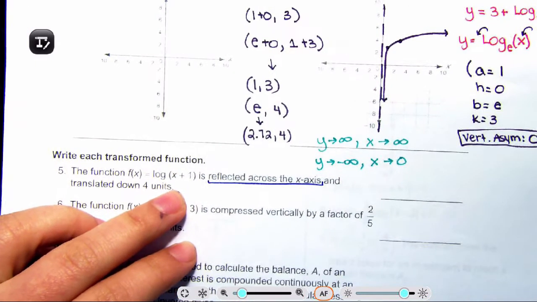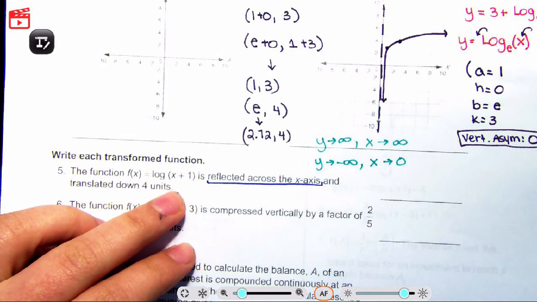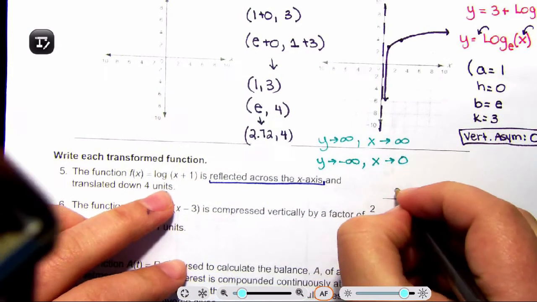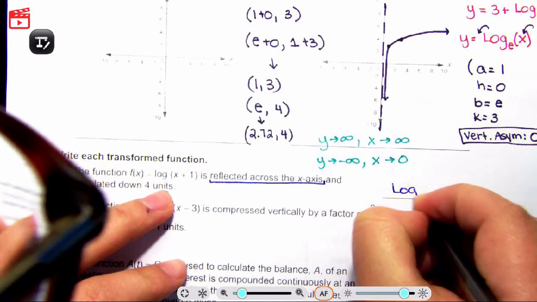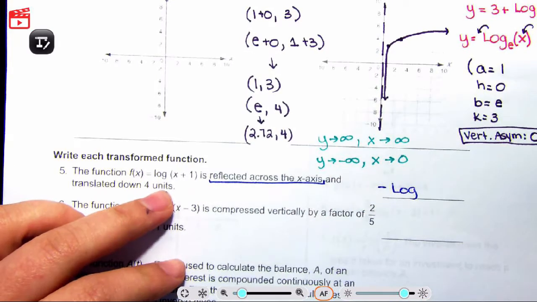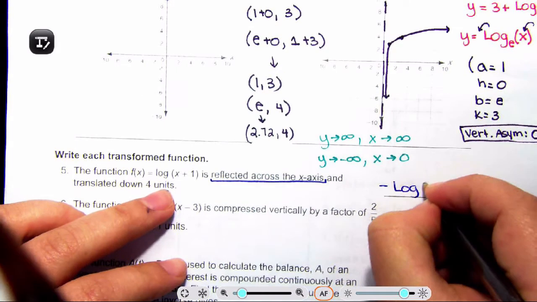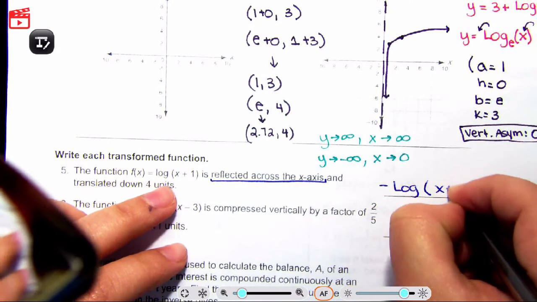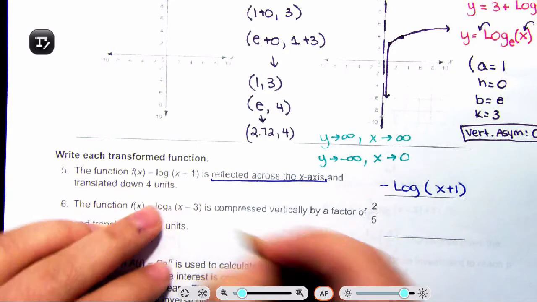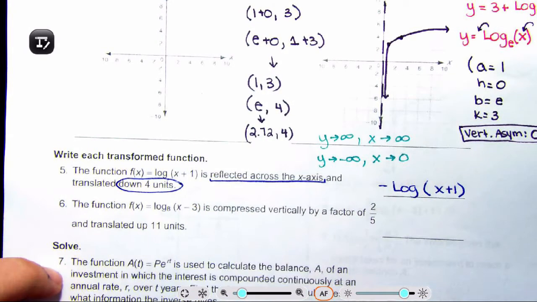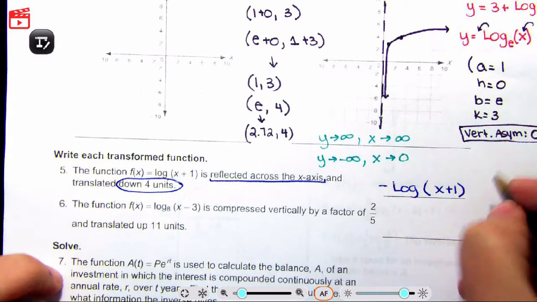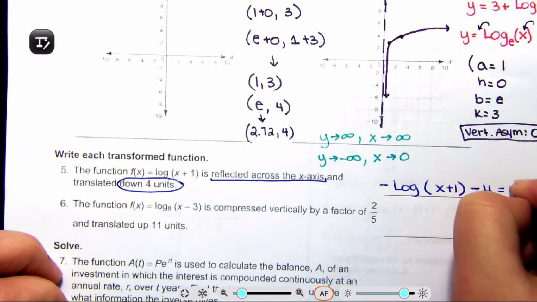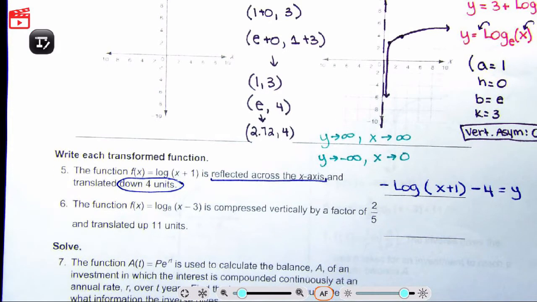When you're reflecting across the x-axis, you're actually changing the vertical side. So we're going to be outside of the bubble. So I have log. That is now negative. You can do -1 or you can just put negative. Again, there's no base. That means we have a base of 10. x plus 1 is inside the bubble. And translated down 4 units, down means we're changing the y, means outside of the bubble, and we're going down 4 units. You can set that equal to y, or you can set it equal to f of x.